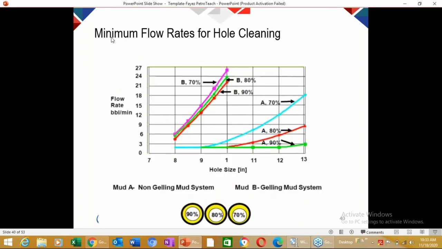And another thing here we have to consider is the centralizer standoff. If you have 70% standoff, it means less casing centralization, and you get very bad cementing. But if you have 80% standoff, you have good cement, and at 90% you have an excellent job.